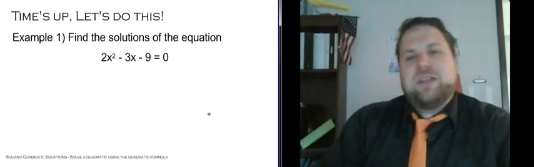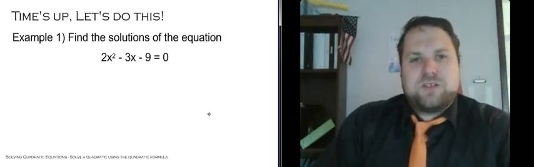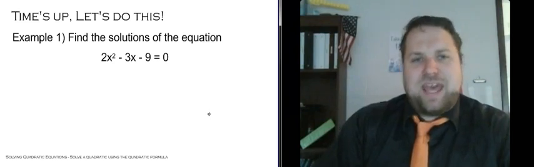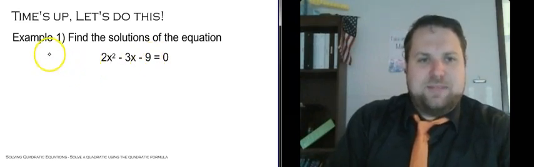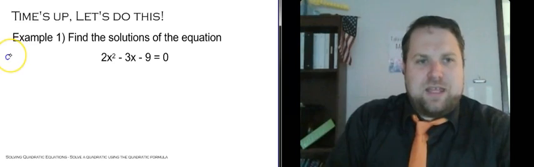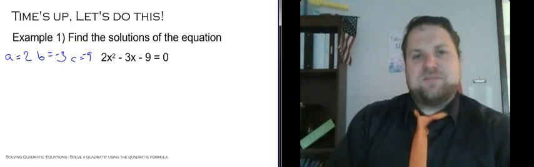So really the only way to get the hang of this is to see the thing in action. Remember that when we are solving these, we always have to have the equation itself set equal to 0, and then we need to find a, b, and c. So let's go ahead and find those. A is the coefficient of x squared, so in this case it's 2. B is the coefficient of x, in this case negative 3. And c is the constant term, which is negative 9.